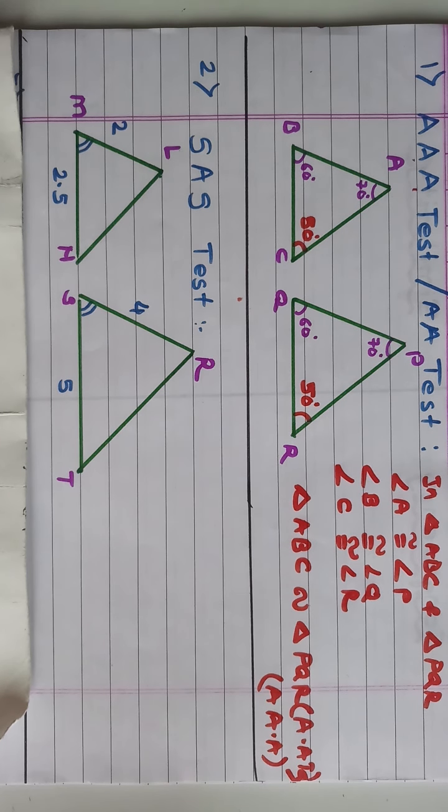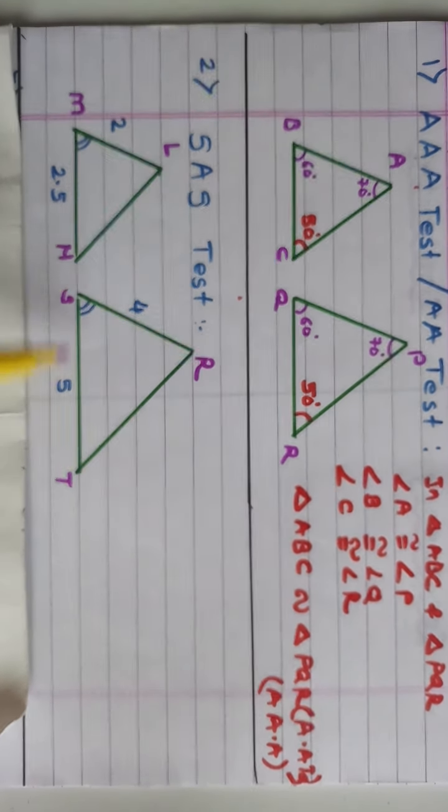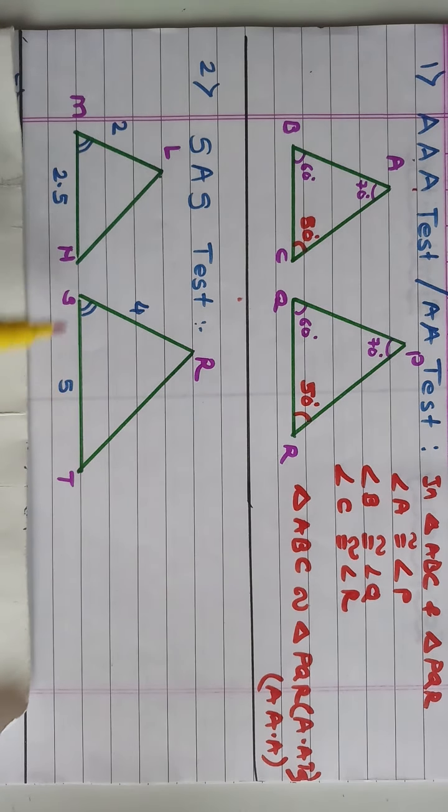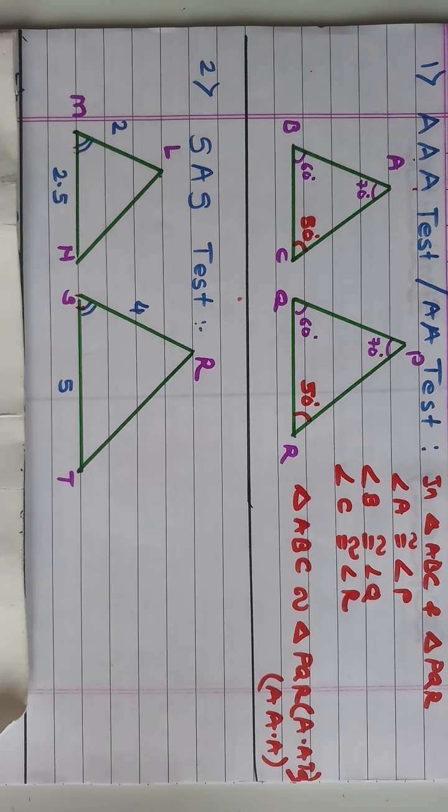Now here we have two triangles, triangle LMN and triangle RST. Here we have the lengths of two corresponding sides and the measure of one angle. Angle M and angle S are both denoted by the same sign, which means they are congruent. In this case, we have to check the ratio of the corresponding sides. Let's check.